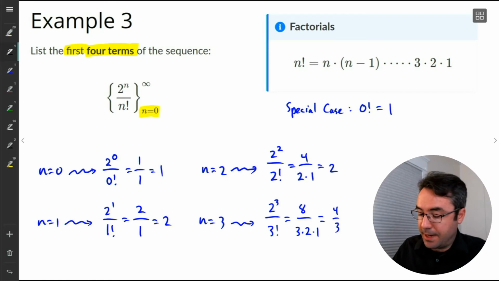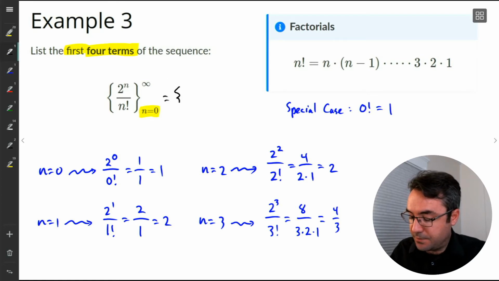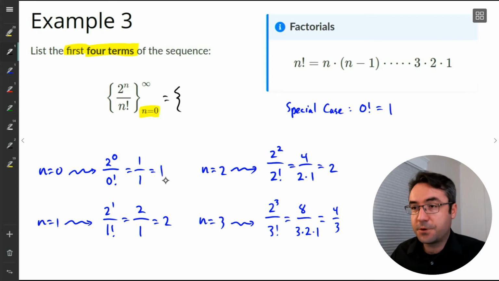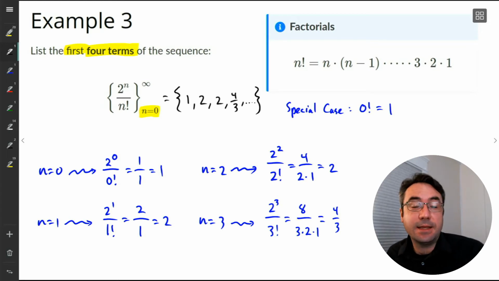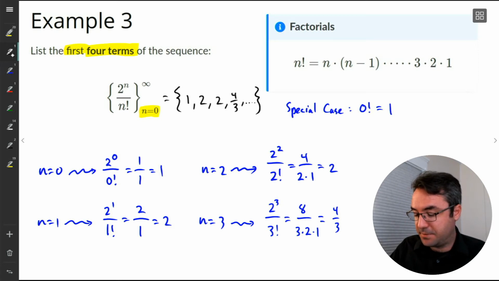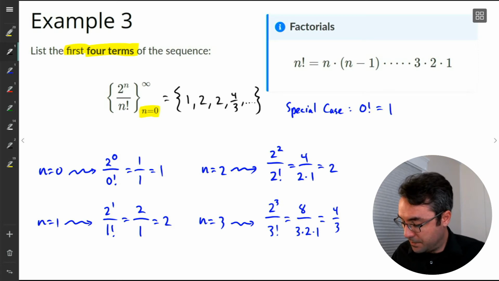So if we wanted to write out another representation for this sequence, our first term is 1, so we put that first. And then our second term is 2. Our third term is 2, and then our fourth term is 4 over 3. And then we could put dots to indicate that it continues on. Now for the fun of it, what would be 4 factorial here?